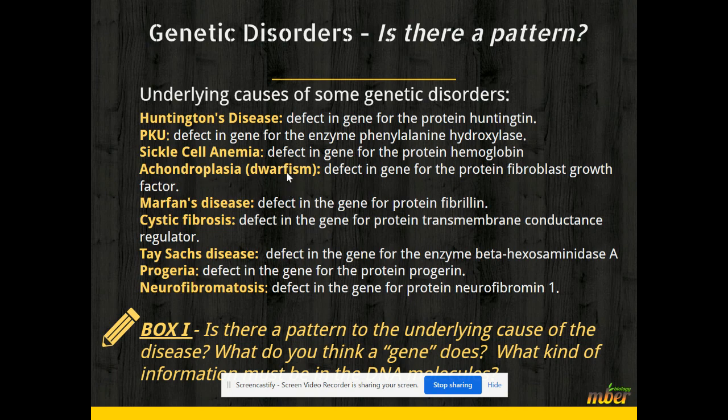Achondroplasia, and a lot of these you have heard in the former lectures. It's a defect in the gene for the protein fibroblast growth factor receptor. Marfan's disease, a defect in the gene for fibrillin. Cystic fibrosis, a defect in the gene. Tay-Sachs disease, a defect in the gene. Progeria, defect in the gene. Neurofibromatosis, defect in the gene. So is there a pattern to the underlying cause of these diseases?